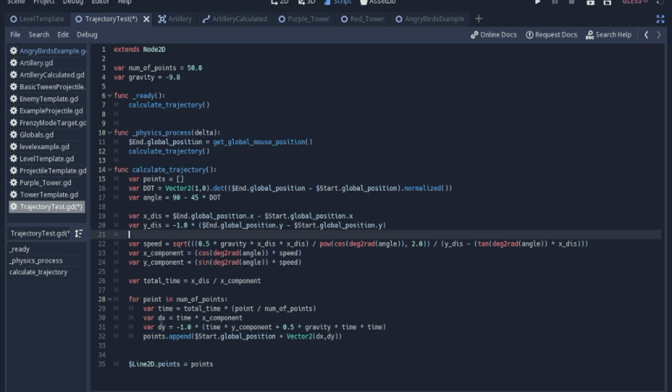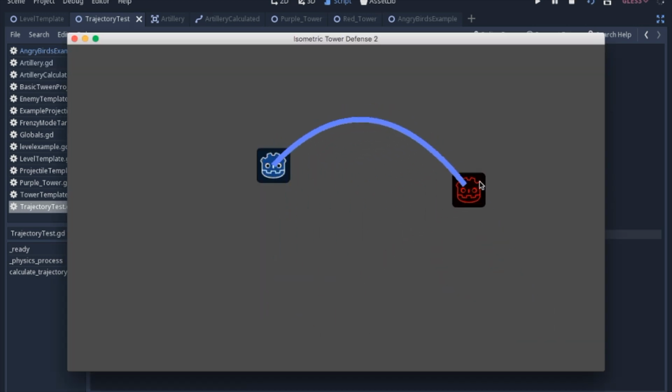And exactly as we did before, we're going to find where the x value of that point should be. We're going to find where that y value of the point should be, and then we're going to append that vector. We're going to have to add that to the start position's global position, and then we will add that array of points to our line 2D. And that creates an arc that connects the two.